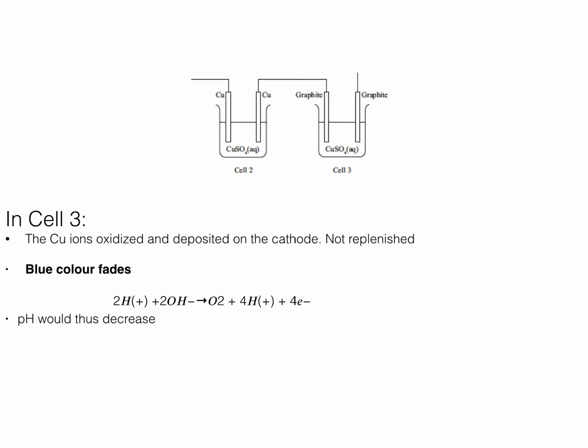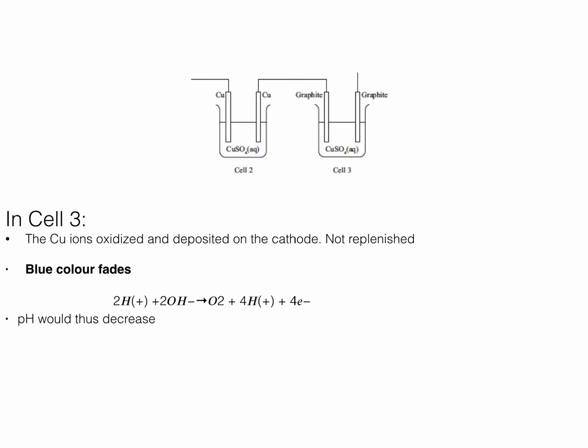In cell 3, however, the copper ions from the solution are getting reduced at the graphite cathode to become copper. However, unlike in cell number 2, we do not have a copper anode here, we have a graphite anode. So there are no more copper ions getting replenished. The blue color of the solution will fade because you have less and less copper ions. Also, since the Cu2+ ions in the solution are going to the cathode, we need to have an oxidation reaction as well.